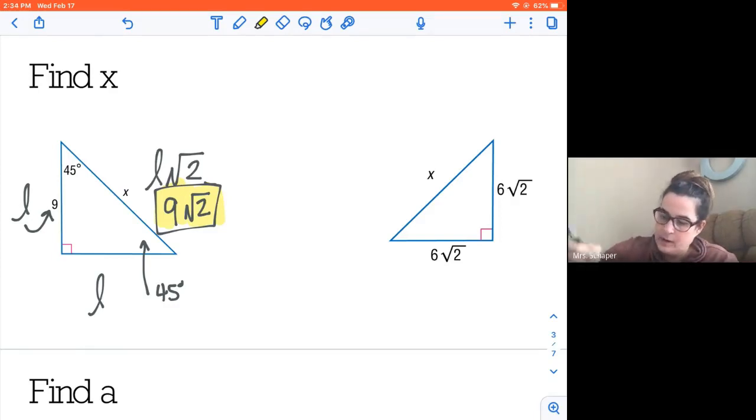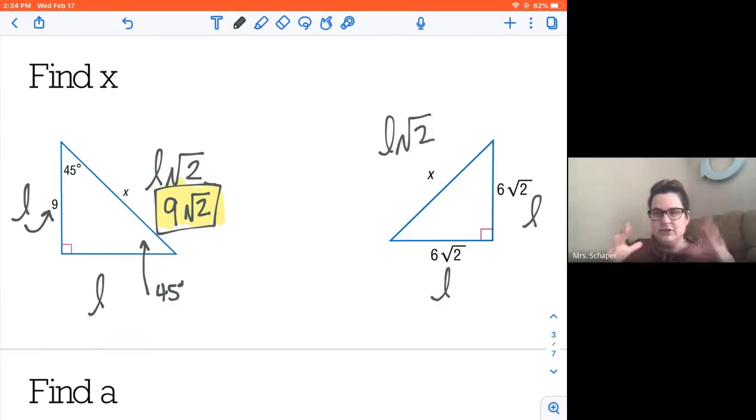Here's another example. Again, I like to write L, and L square roots of 2. It just helps me keep things so I can work with it. So I know that in this triangle, the legs are 6 square roots of 2. I know that the relationship between the legs and the hypotenuse is the length of the leg times the square root of 2. So in this case, it's going to be the leg, which is 6 square roots of 2, times the square root of 2.